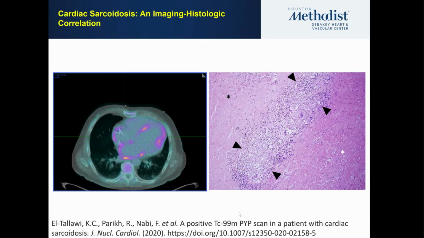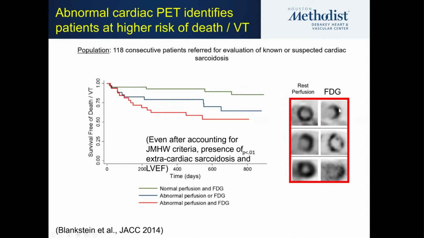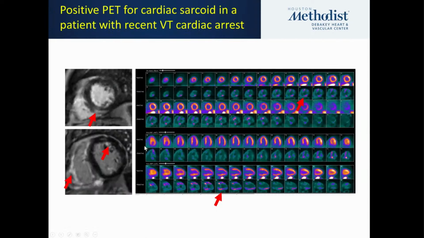So the presence of FDG uptake is prognostic, similar to what we just saw with CMR and late gadolinium enhancement. And when you have both abnormal, the rest perfusion and FDG uptake, that is actually the worst prognosis in these patients. Now, how does it fit with cardiac MRI?